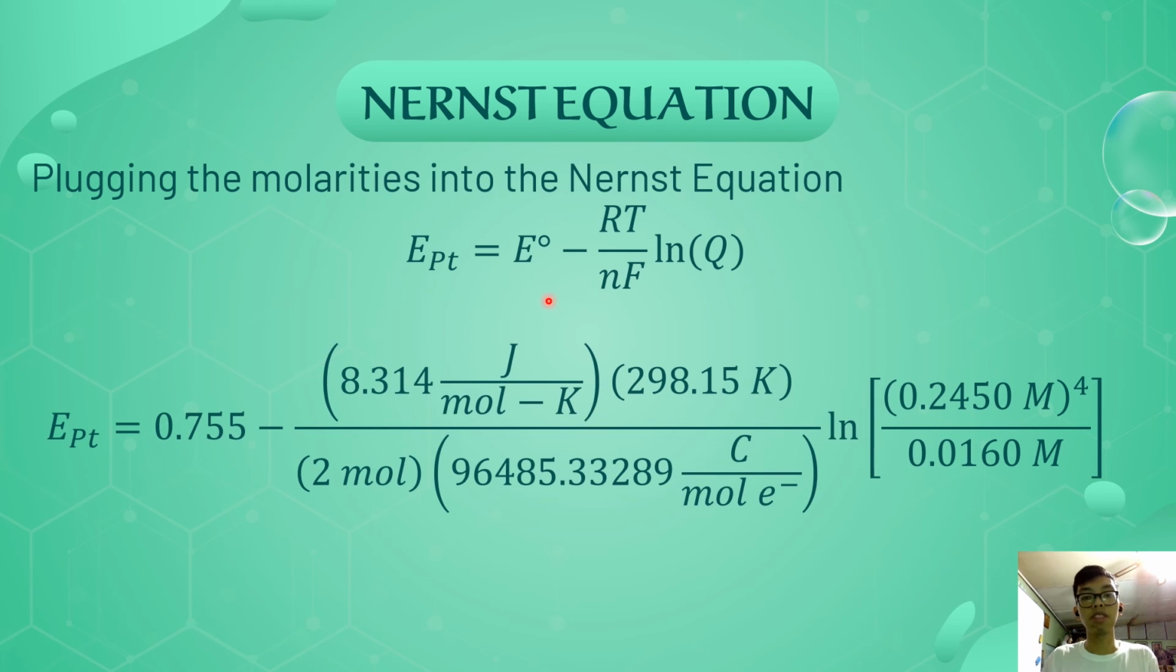And we will be substituting this into the Nernst equation. This is our standard electrode potential, the universal gas constant, temperature in kelvins, the number of moles of electrons that participated. Remember that there are 2 electrons that participated in the reaction, Faraday's constant, and the natural logarithm of the reaction quotient, which is the concentration of the products over the concentration of the reactants raised to their stoichiometric ratios. Remember that for the Cl anion, there are 4 of them. That is why this 0.2450 molar is raised to 4.